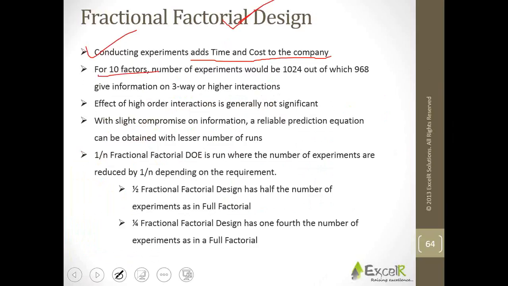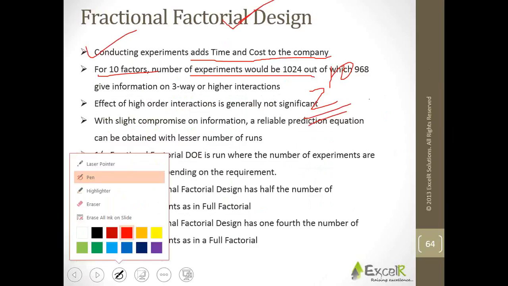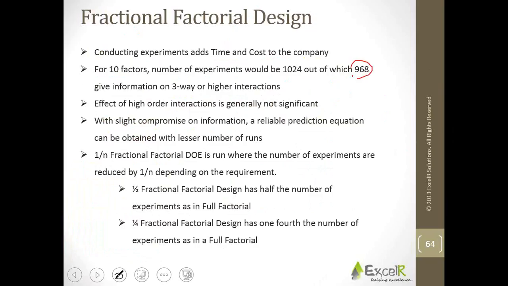If you have 10 factors, the number of experiments would be 1024. 1024, how am I getting? 2 raised to the power 10. Simple. Right? If I have 10 factors, then 2 raised to the power 10 would be the number of experiments that would be conducted. Out of this, 968 of the experiments provide you three-way or higher interactions.